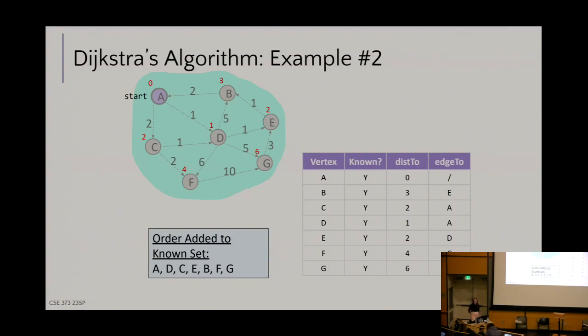Do we need to rerun the entire algorithm for a different start node? That's an interesting question. What's our intuition? What do we think? Yeah, because it is all kind of in relation to the start vertex. But here's the flip side of that question.